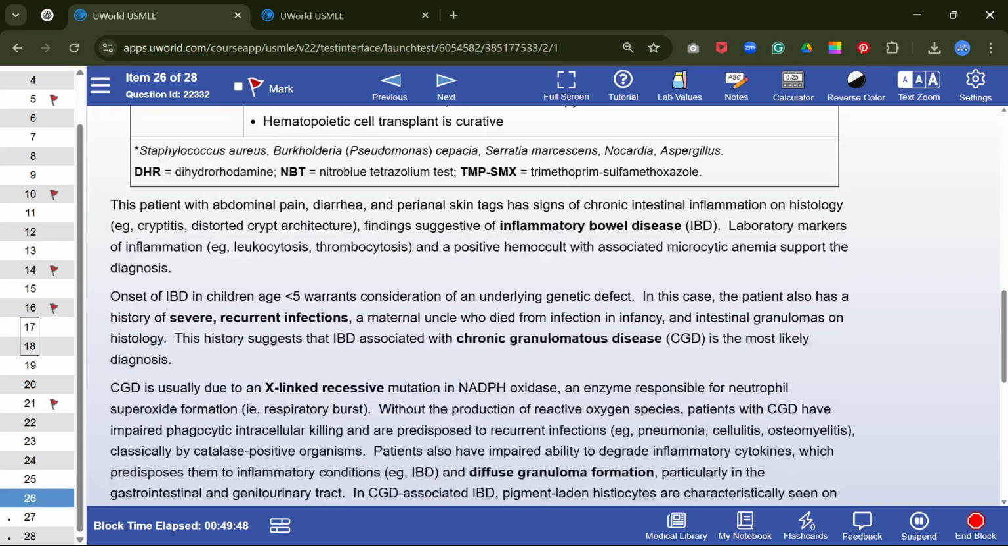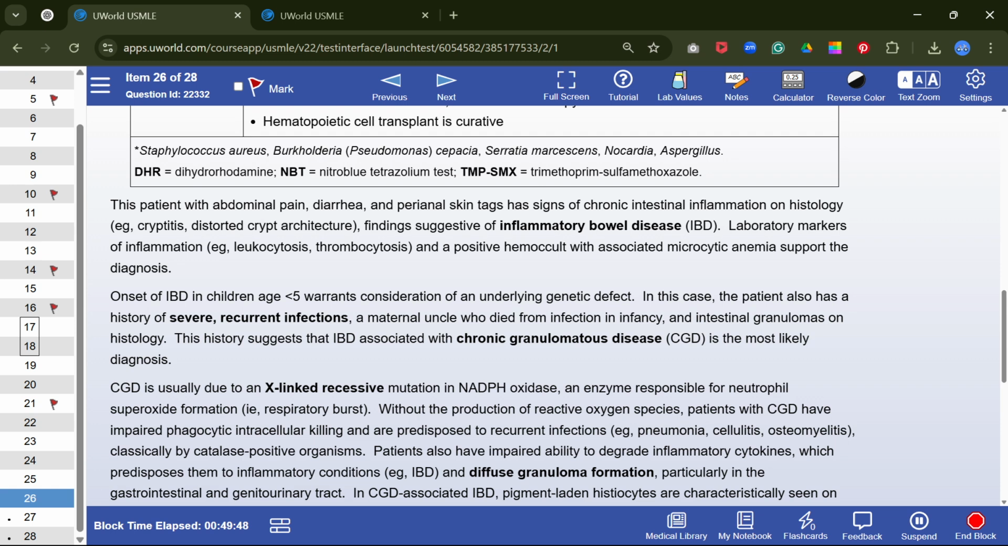CGD is an X-linked recessive mutation in NADPH oxidase, an enzyme responsible for neutrophil superoxide formation, the respiratory burst, and the production of reactive oxygen species. Patients with CGD have impaired phagocytic intracellular killing and are predisposed to recurrent infections, pneumonia, cellulitis, osteomyelitis, classically by catalase positive organisms.